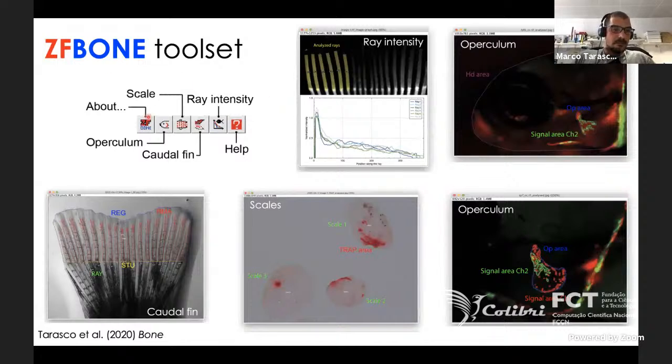In ZFBone, we have different macros. We can analyze our operculum, for example, in the simple method, just the area of the operculum over the area of the head, or we can get the signal of transgenic lines, such as mature or immature osteoblasts. We can use macros to assess scale parameters, to measure the caudal fin, and also to analyze the intensity of regenerated rays.